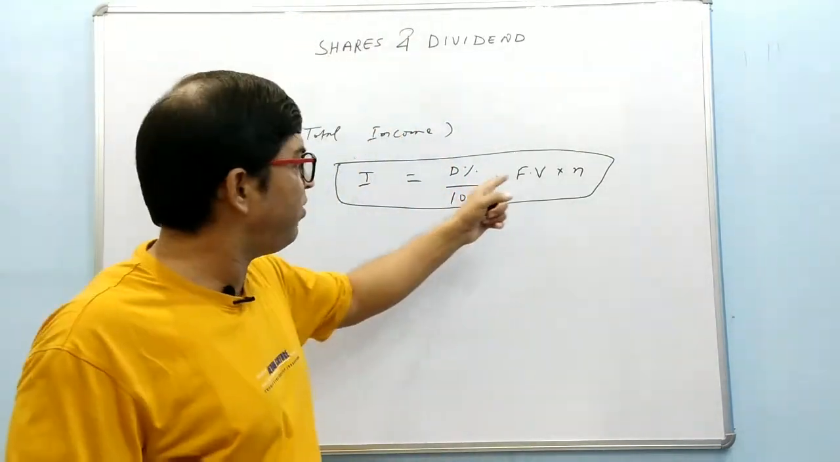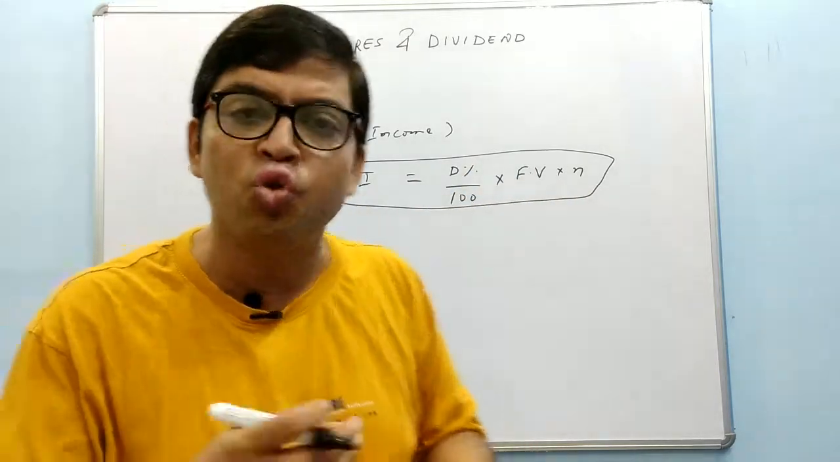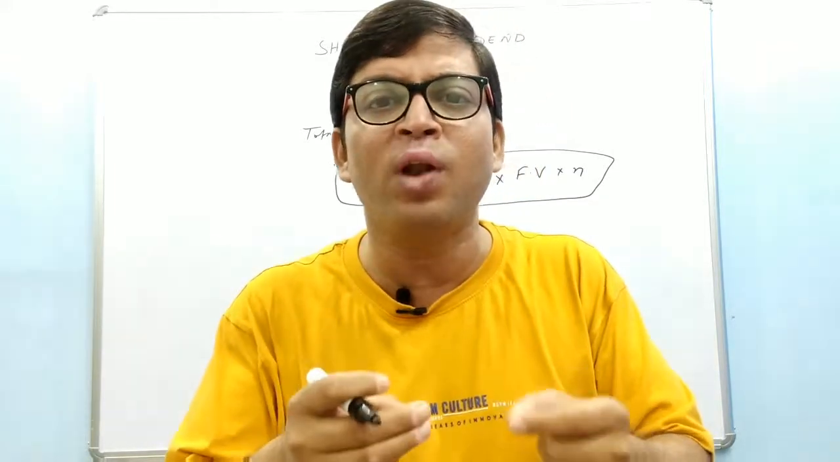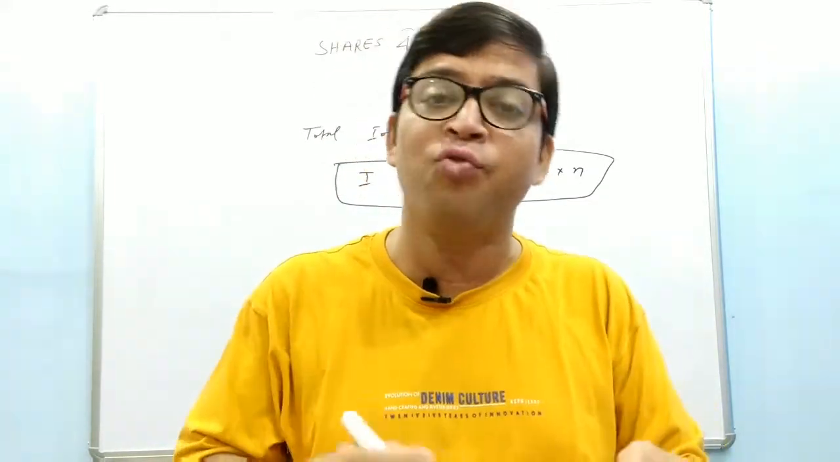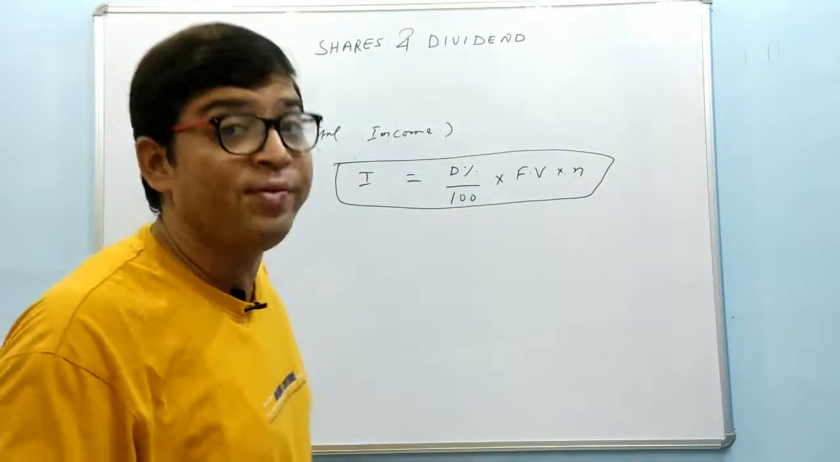Dividend percent is given, face value is given, and number of shares is given, you can find the total income. So we can use one formula in multiple ways according to the requirement, what is given and what we have to find.